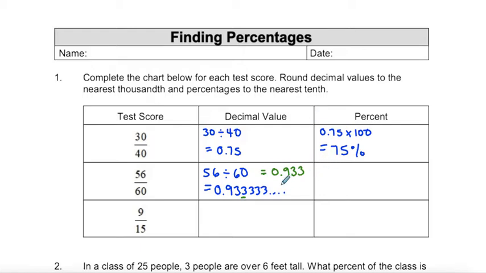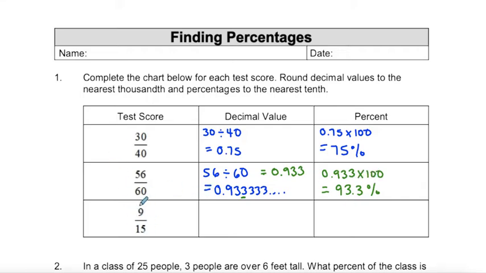When we are converting this decimal value now into a percentage, I'm going to remember that I need to multiply this by 100. And decimal point, so 0.933 times 100 is 93.3%. So remember, when we're multiplying by 100, it's the same as moving our decimal place to the right 2 spots. So that might be a good mental math strategy to employ.